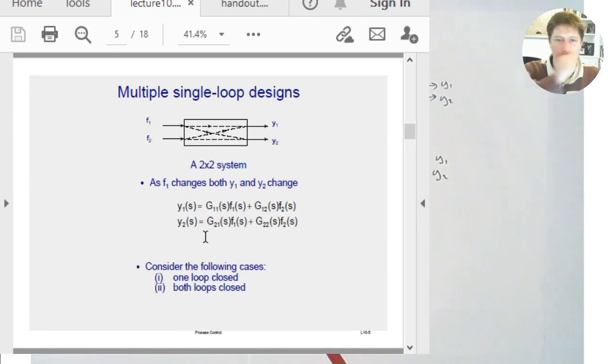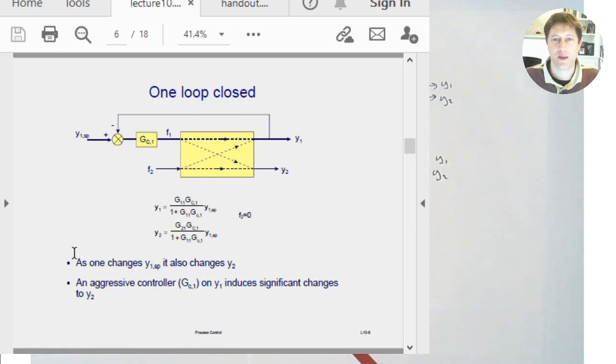Okay, so this is showing the situation we were talking about, where we have our connections via the transfer functions between the two inputs and the two outputs, and we wrote down those equations. We've considered one closed loop so far. You can close both loops as well. So with one closed loop, this is what we've had.